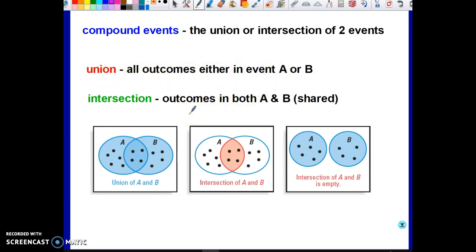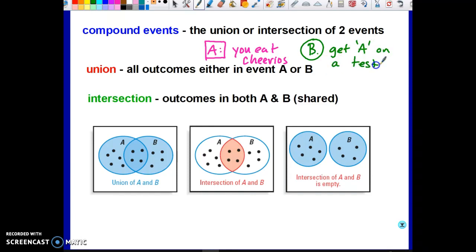So, for instance, just to give you some context, because a lot of people struggle with this if they don't have an actual event. Let's say A is when you eat Cheerios. And let's say event B is you get an A on a test. So the union is all the outcomes in either event A or event B, okay?